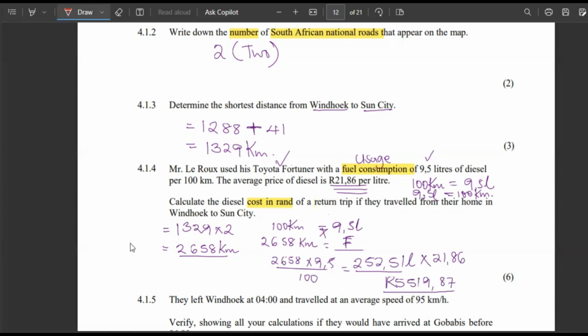One, look for how much distance is covered. Two, how much fuel is used. Then lastly, you look for how much it will cost them. So: one, distance; two, amount of fuel; three, cost. These are the steps that we are looking for.